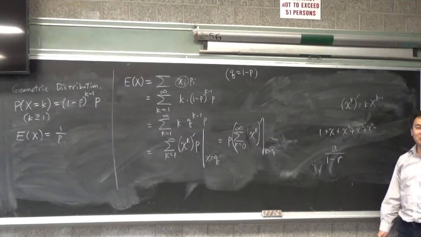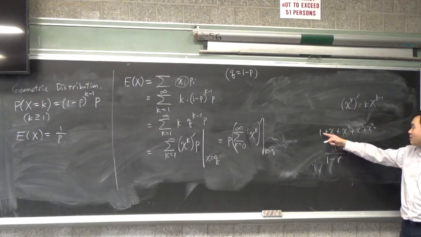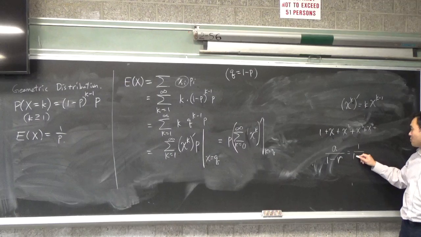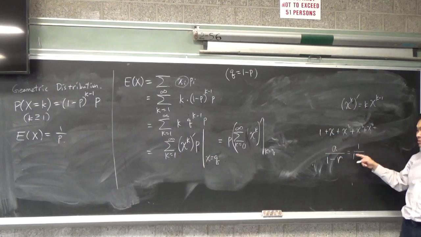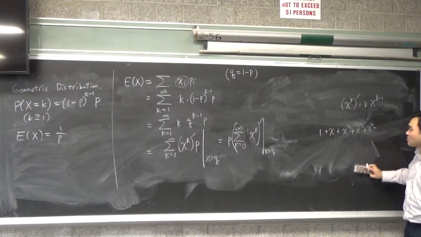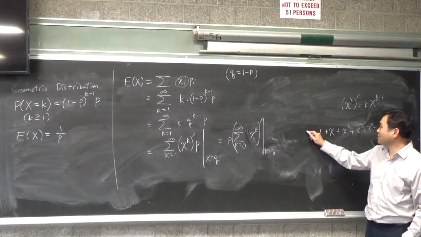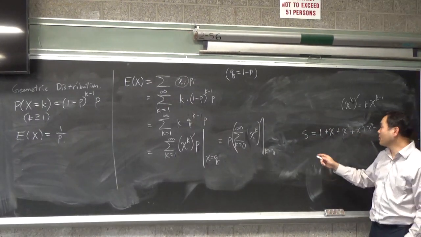So that's the formula, which says a is 1 and the common ratio r is x, so this is equal to that. Now, if you don't know this, it's fine. You can still figure this out. Just do this. Set this as the sum. S is the sum of all these things.